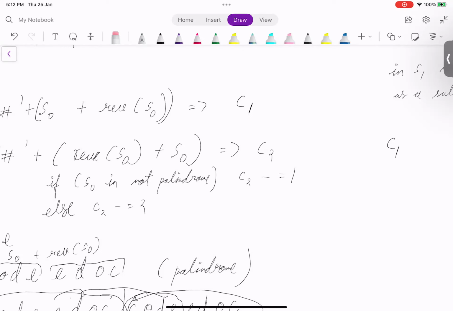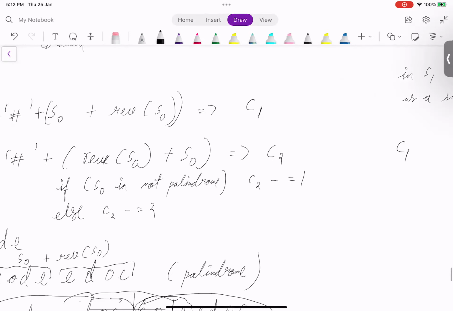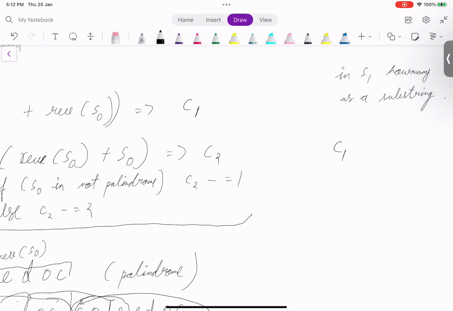So to remove these subtracted values: they are not counted due to the merge. They are just counted because the value is completely present in the left part or completely present in the right part. So that's why we ignore all the values which don't come up due to the merge of reverse of S0 plus S0. So now we know the coefficients C1 and C2.